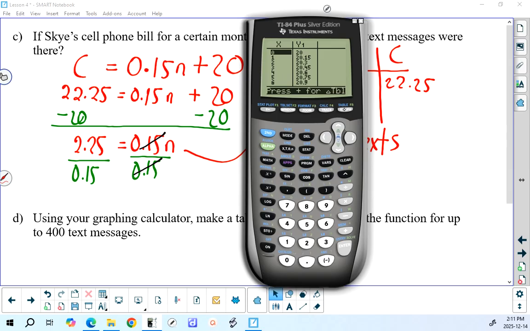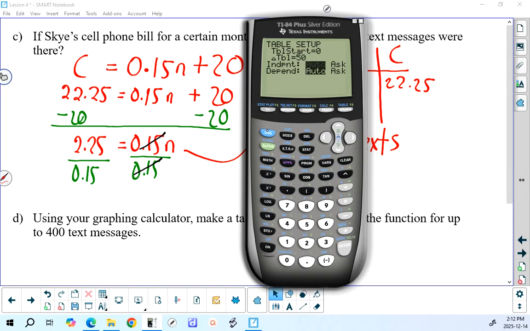On the left-hand column is all of the different numbers of texts. And on the right-hand column are all of the charges for the month. Now, if we want to generate a table up to 400, go back to your table setup, second window, and start at 0. But now instead of having delta table equals 1, you can put delta table equals maybe 50.